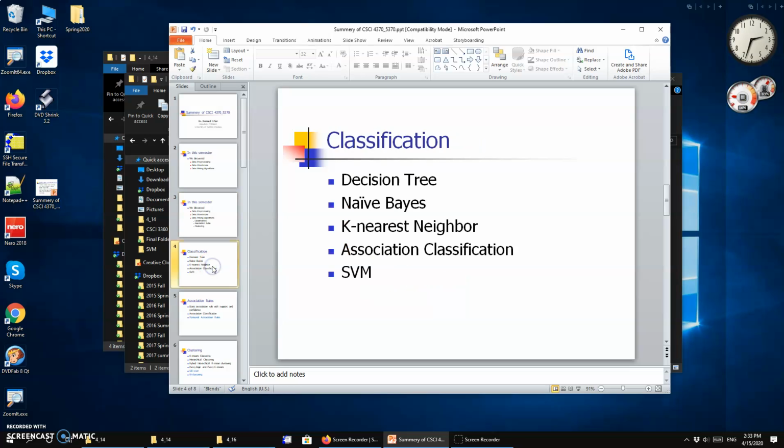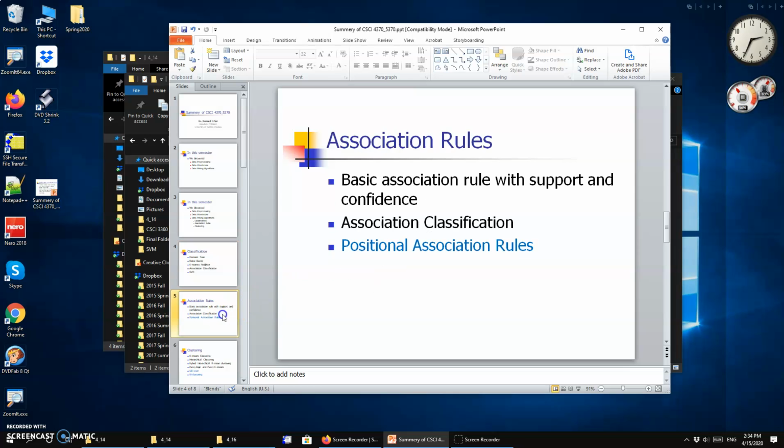So in classification, we discuss about the decision trees. We talk about naive Bayes. We talk about k-nearest neighbor. And there are two teams of our researchers who are actually working on naive Bayes as well as k-nearest neighbors. One more team is working on association classification, which is a variation of association rules. And then we talk about SVM. The class I provided to you guys was how to use a SVM package to really execute the SVM.